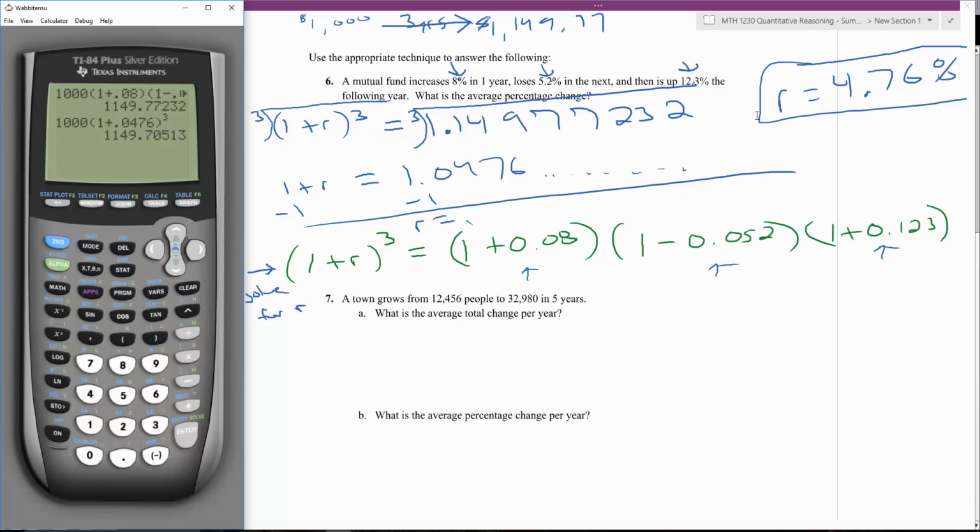So that's what we mean by finding r. That's the average percent change. So if we were to use that percent change every year, it'd be the same thing as doing an 8% increase, a 5.2% decrease, and then a 12.3% increase.